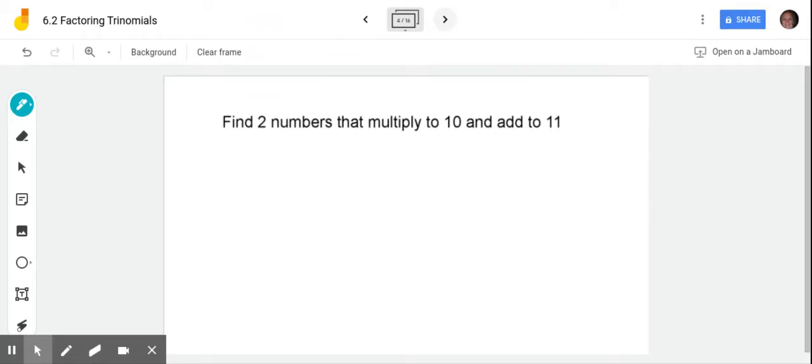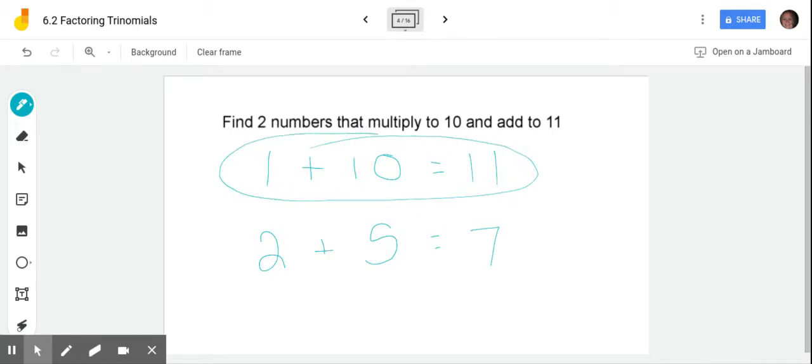Find two numbers that multiply to 10, but add to 11. Start by finding your factors of 10. 1 and 10, 2 and 5. 1 plus 10 is 11, 2 plus 5 is 7. 1 and 10 are the two numbers that I was looking for.